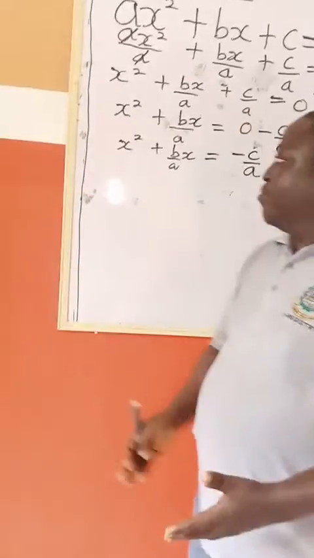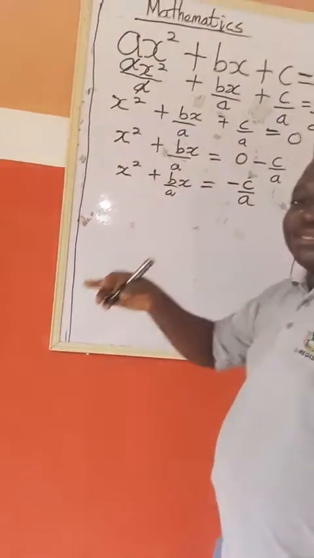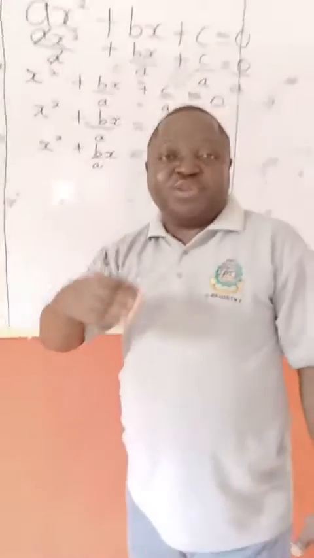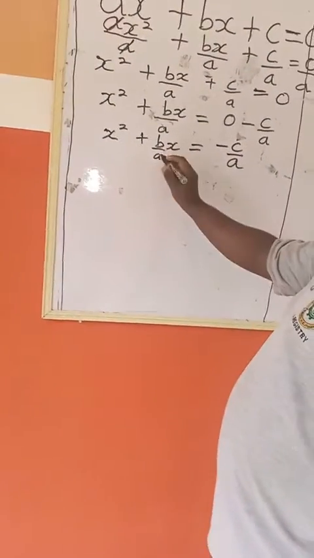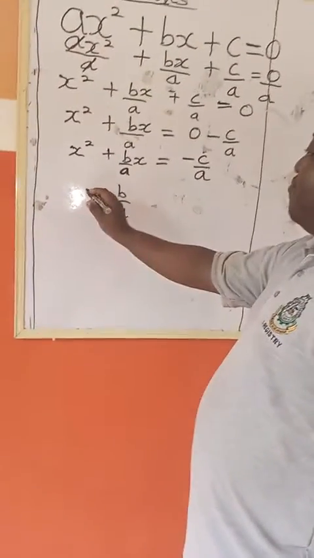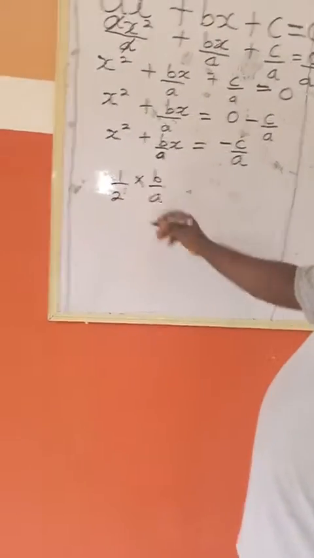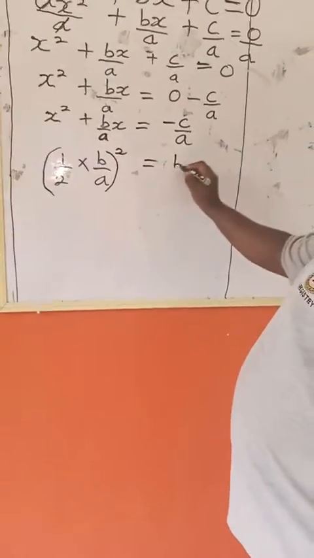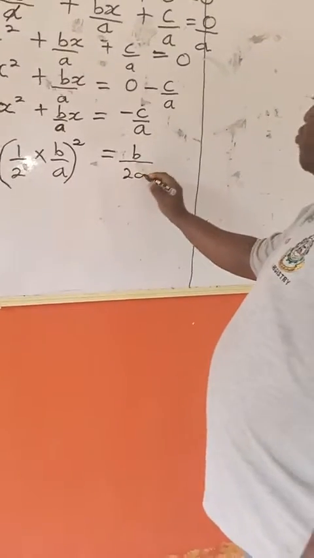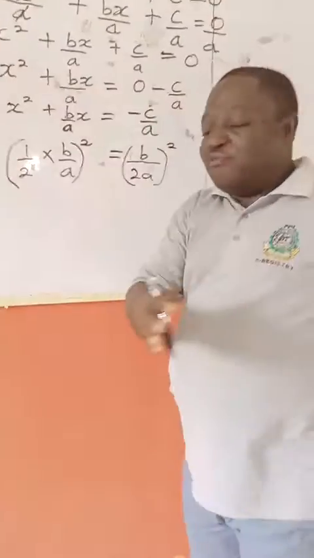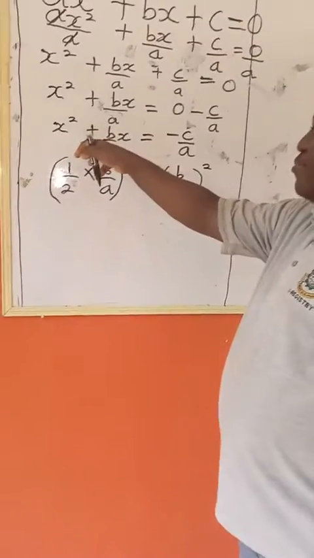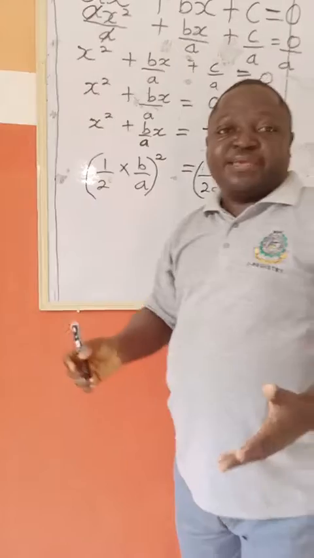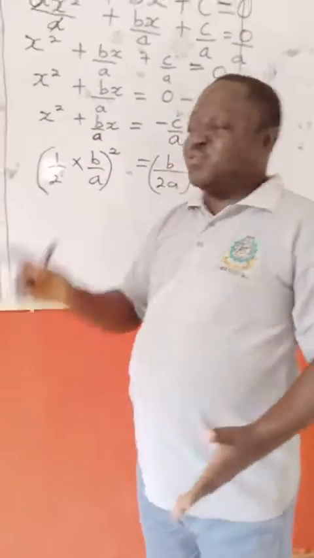Then the next step is to add to both sides the square of half of the coefficient of x. Now, what is the coefficient of x? B over a. Then half of it is 1 over 2 times b over a, then the square, raised to power 2. This is equal to 1 times b, that is b, all over 2 times a, that is 2a, raised to power 2. So if we add this expression to this expression, then definitely it will become a perfect square. And that is our aim, to get a perfect square here, so that we'll be able to take the square root of both sides to get the value of x.